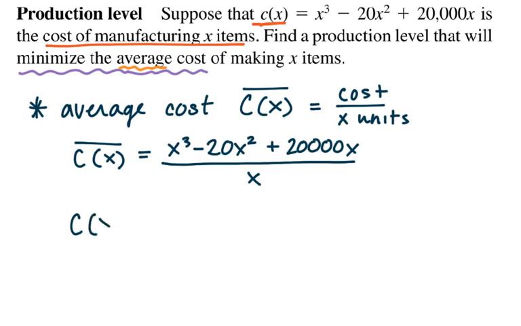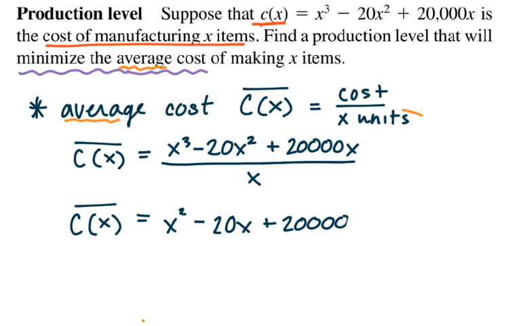So my average cost function, when I simplify this, I get x squared minus 20x plus 20,000. There's an extra 0 there. So this represents my average cost function. Okay? So this bar means average, and average means we take our cost function and divide it by the number of units.